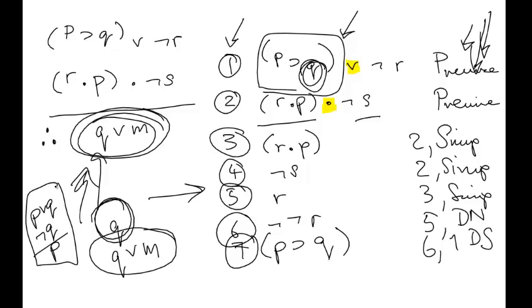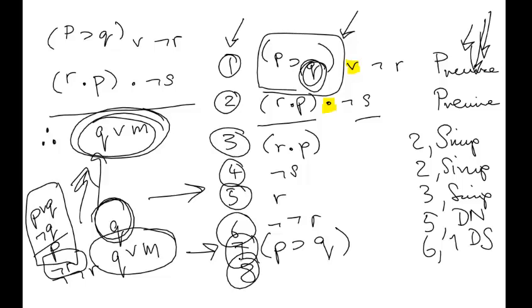In order to do that, then I would need the negation of not R. And the negation of not R is R. But to apply the rule of disjunctive syllogism, I'm going to say not R, the negation of the second disjunct. That gives me P or Q, if P then Q on line 7. 6 and 1, disjunctive syllogism.